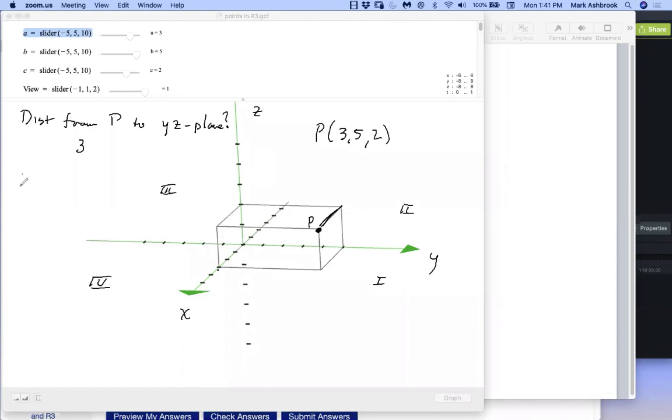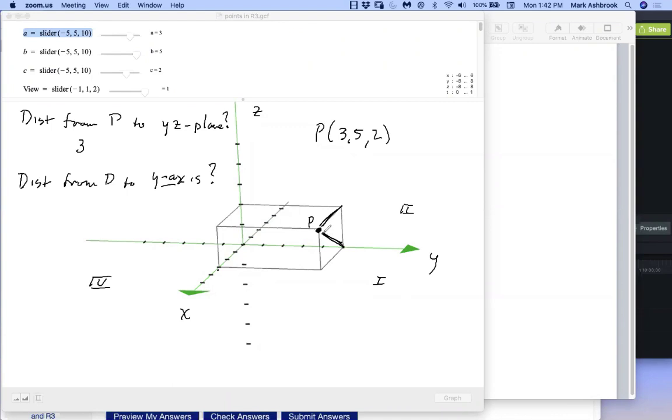All right, what about the distance from P to the y-axis? Is it 5? Is it 3? It's actually neither of those. Wouldn't it be the length of the vector coming from the y-axis with the values of x and z? Exactly. If you were to travel along the line to the y-axis, that would characterize your displacement from P to the y-axis.